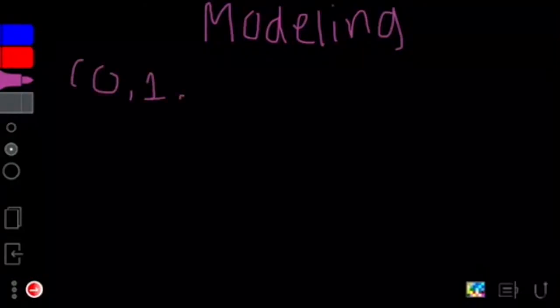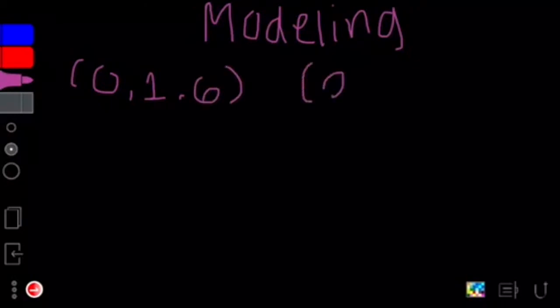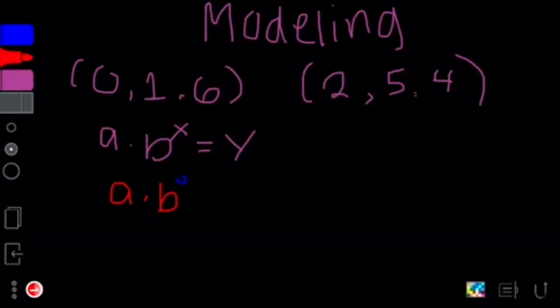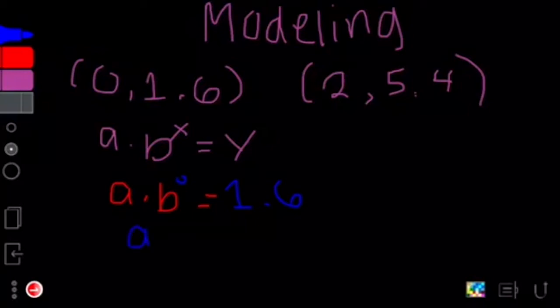Today we're going to be doing exponential modeling. First, we're going to take the points we're given from the word problem, and we're going to write them down, and then we're going to use the equation a times b to the x equals y. And first we're going to use the 0 point and plug 0 in for x because anything to the power of 0 is 1. So we can solve for a, and we get that a equals 1.6.